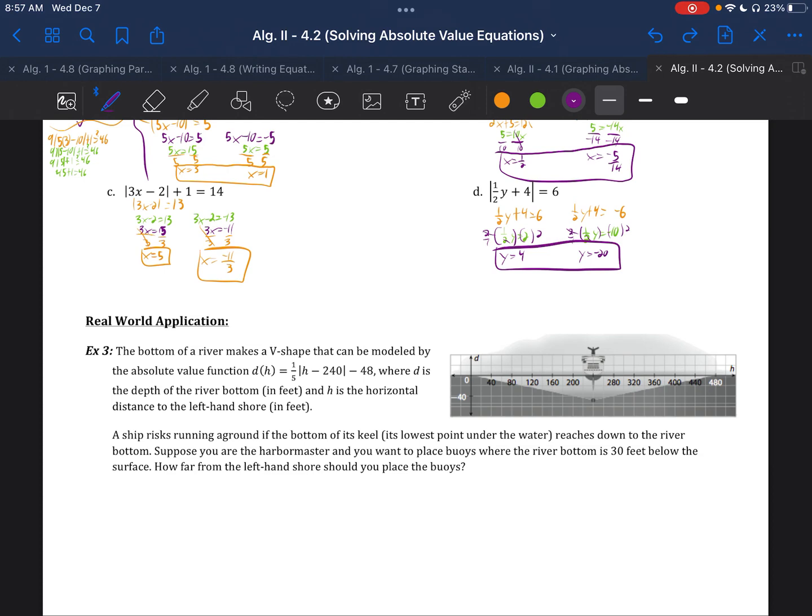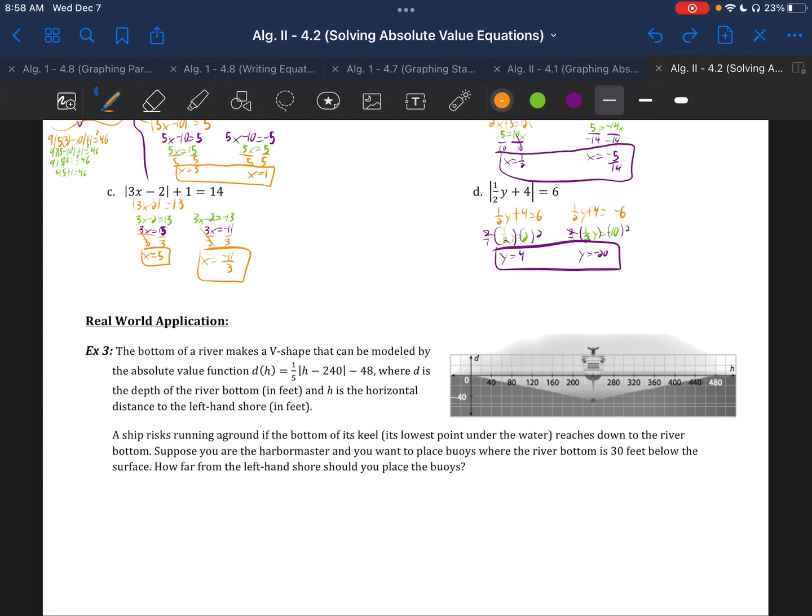So a ship risks running aground if the bottom of its keel, aka the lowest point of the ship under the water, reaches down to the river bottom. That makes sense. You don't want your boat to hit the bottom of the river. Suppose you're the harbor master, so you're the person in charge of the river, and you want to place buoys so that way the boat knows where not to go, where the river bottom is 30 feet below the surface, so that way people are aware of, hey, probably don't go over here. And so how far from left-hand shore should we place the buoys? And we want buoys probably on both sides, so that way they know, hey, don't go too far either direction.